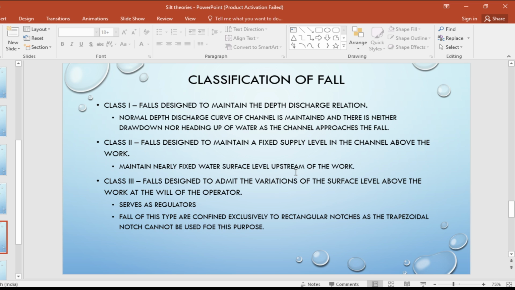The second class is falls designed to maintain a fixed supply level in the channel above the work. This is the second class. In such types of falls, they maintain the nearly fixed water surface level upstream of the work and necessary under some circumstances.